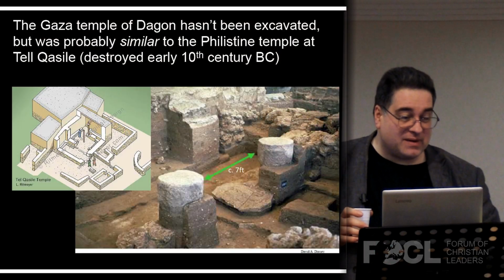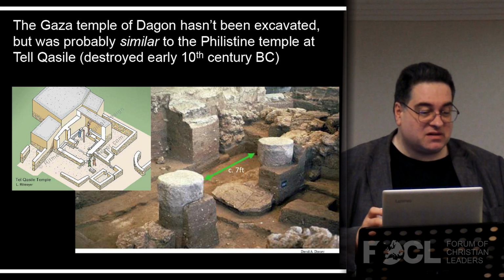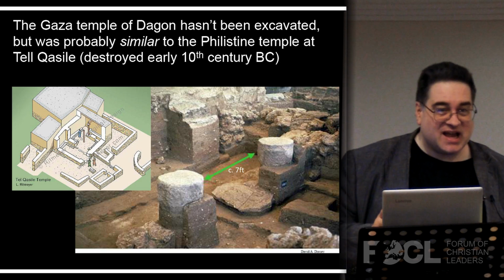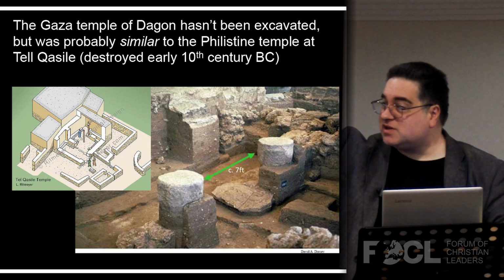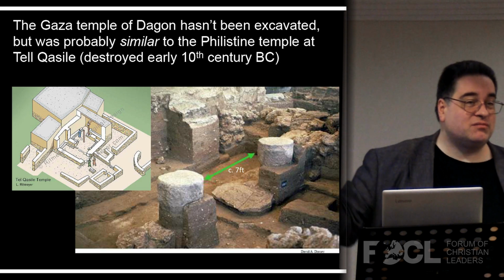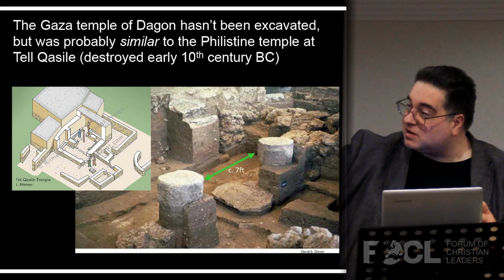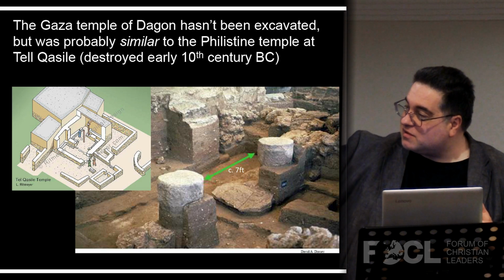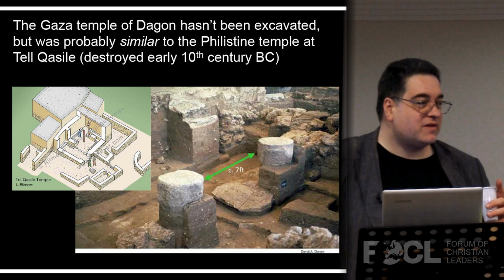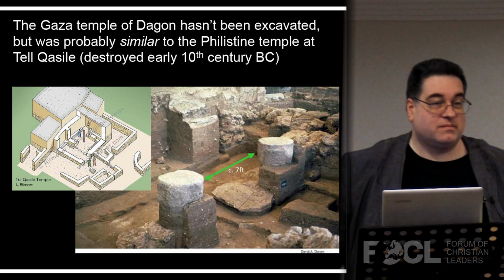But it was probably quite similar to the Philistine temple at Tel Qasile, which was destroyed in the 10th century BC and which has been excavated. Here's a photo from the excavations, and here's a sort of archaeology report reconstruction of what the place looked like. And you can see that in the middle of the temple, there are two stone pillars holding the temple roof up. In this case, those two pillars are about 7 foot apart.